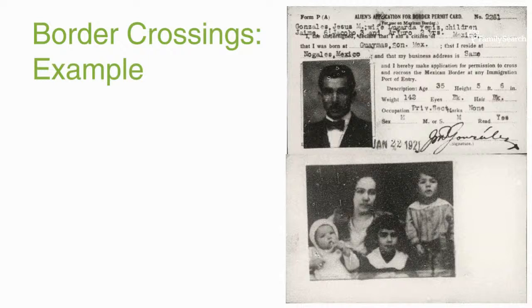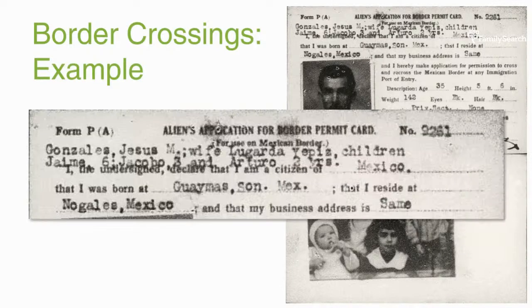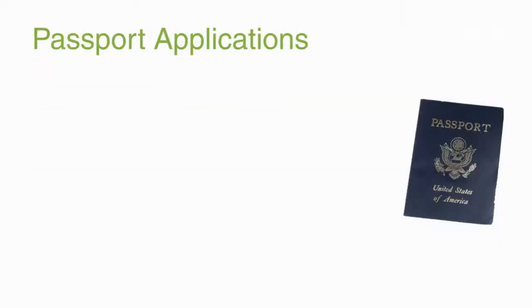Here's an example of a border crossing from Mexico. I love both these cards because they had pictures. And one of my favorite things about this card is that they included a picture of his wife and children on the back of the card, because they were crossing the border together. And it lists the name of his wife and the children and their ages.